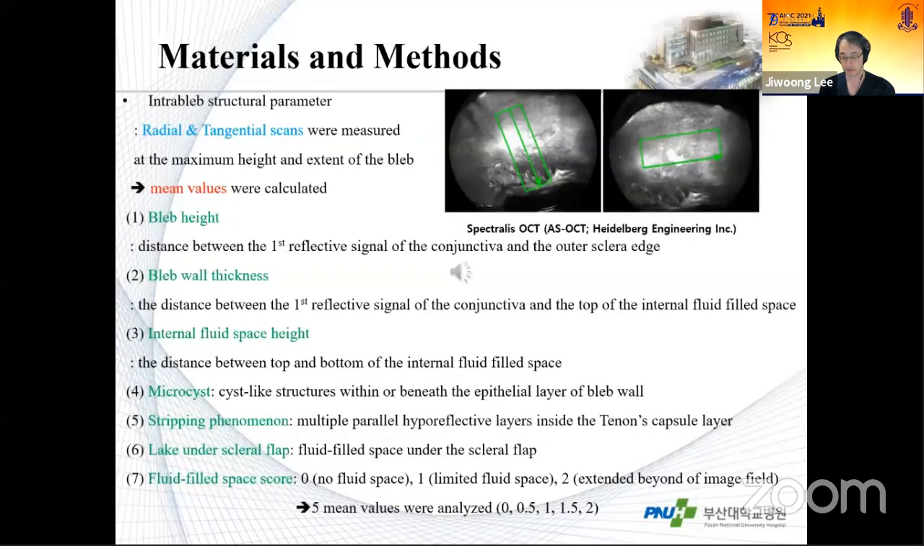Spectral domain Spectralis OCT was used in this study. When it comes to intrableb structural parameters, radial and tangential scans were measured at the maximum height and extent of the bleb, and then mean values were calculated. Bleb height, bleb wall thickness, internal fluid space height, microcyst formation, stripping phenomenon, lake under the scleral flap, fluid filled space score, and stripping layer thickness were measured.